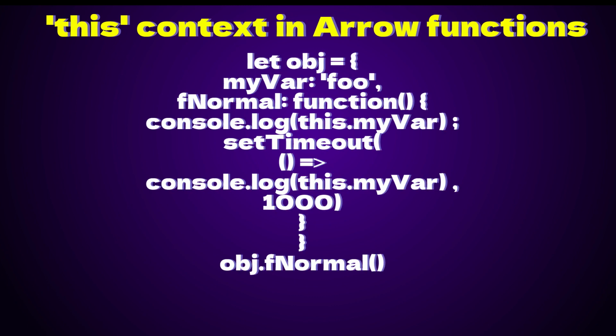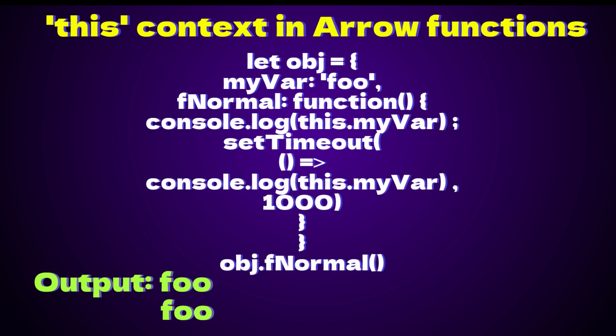Here we see that the function fnormal is enclosing the arrow function. The value of this context in fnormal is the object obj, because fnormal was called using obj. This is what is inherited by the arrow function. So instead of printing undefined, the second console.log statement prints foo.